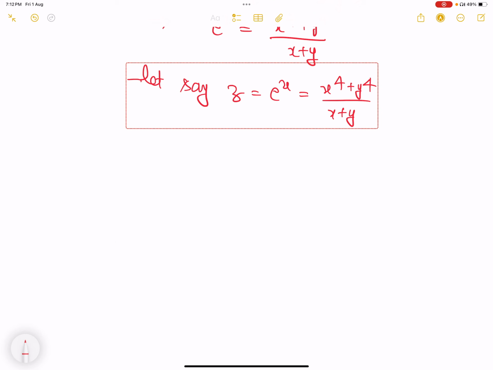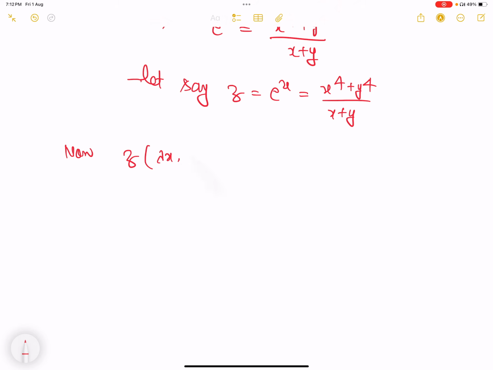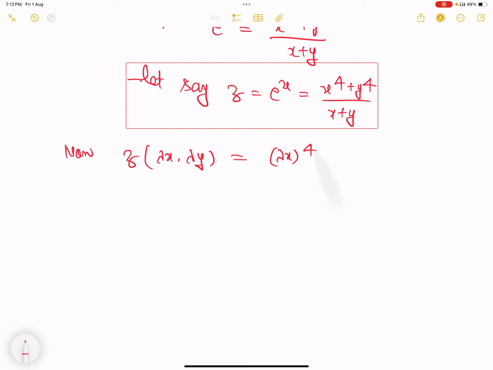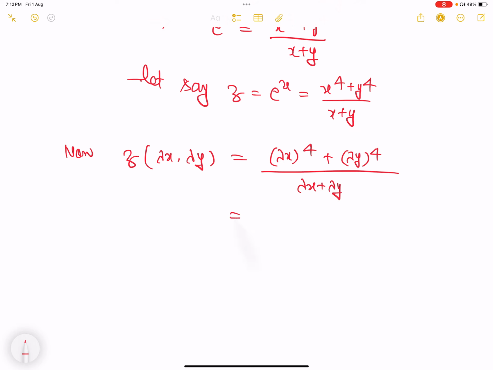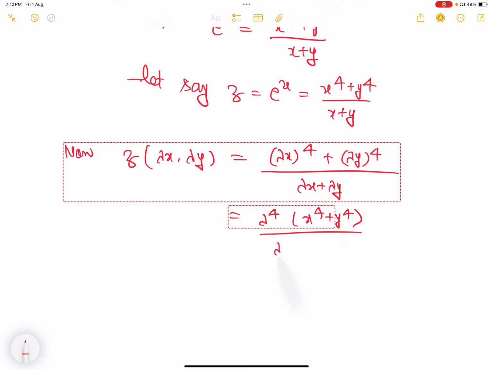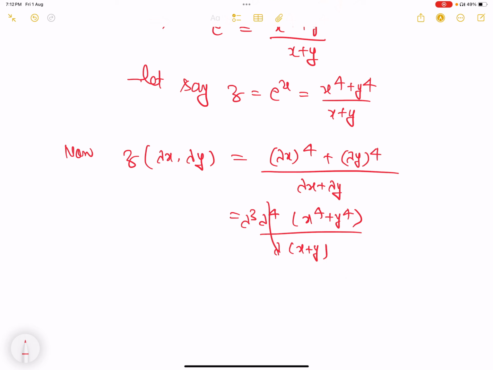Now z of lambda x, lambda y is equal to lambda x to the power 4 plus lambda y to the power 4 upon lambda x plus lambda y. So lambda to the power 4 will come out of the numerator, and upon lambda x plus y, lambda will be cancelled out. It will be lambda to the power 3, so it will become lambda to the power 3 times z of x, y.